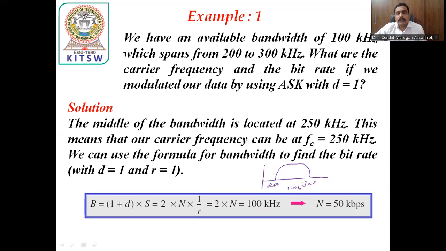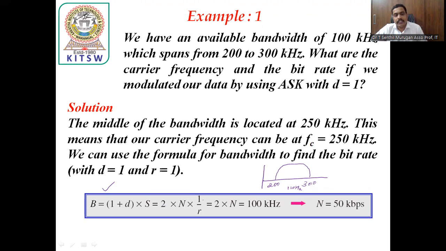kilohertz. So here, what are the carrier frequency and bit rate if we modulate our data by using amplitude shifting with D equal to 1? So what is the formula? We know that B equal to (1 plus D) into S. D equal to 1, so 1 plus 1 is 2, so 2 into S value. Already we know the S value.